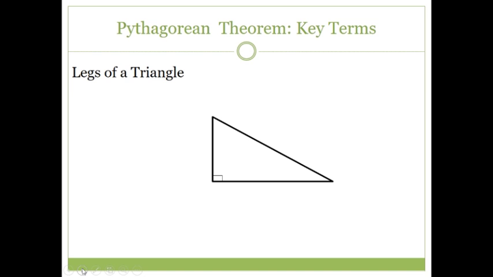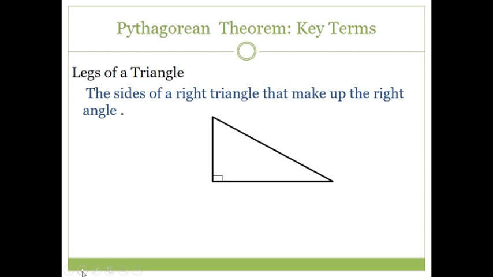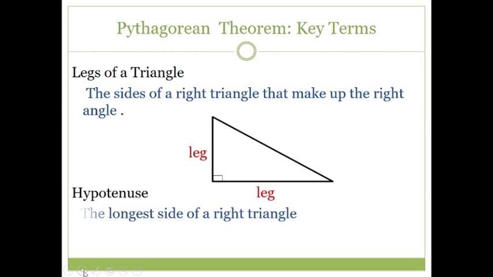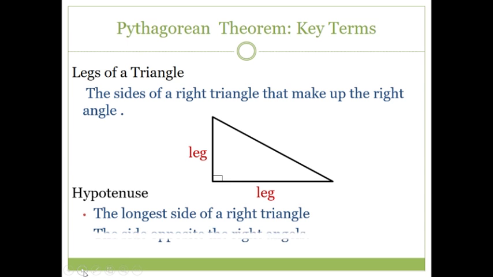Alright, so let's talk about the Pythagorean theorem in some key terms. So as you saw from the video, the legs of a right triangle are the two shorter sides of the triangle that make up the right angle. So in this case, both of these sides here are legs. The hypotenuse is the longest side of a right triangle. It's the side that's always across from the right angle. So in this case, this side of this triangle is called the hypotenuse.